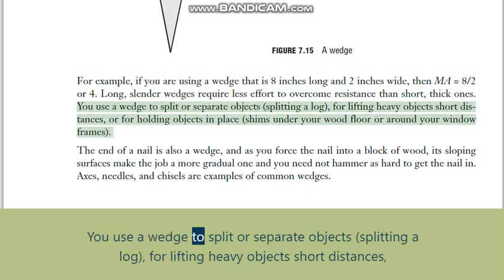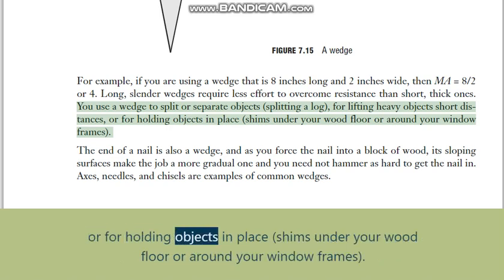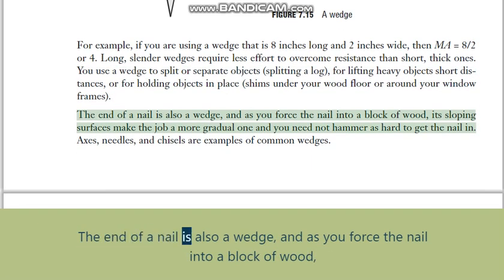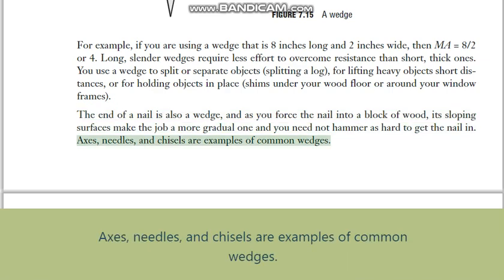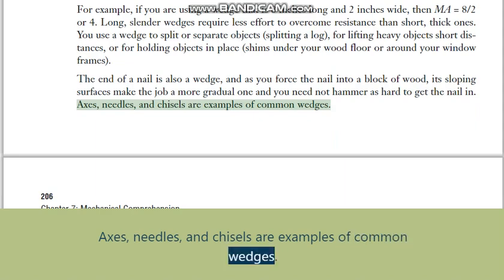You use a wedge to split or separate objects, such as splitting a log, for lifting heavy objects short distances, or for holding objects in place, such as shims under your wood floor or around your window frames. The end of a nail is also a wedge, and as you force the nail into a block of wood, its sloping surfaces make the job a more gradual one, and you need not hammer as hard to get the nail in. Axes, needles, and chisels are examples of common wedges.